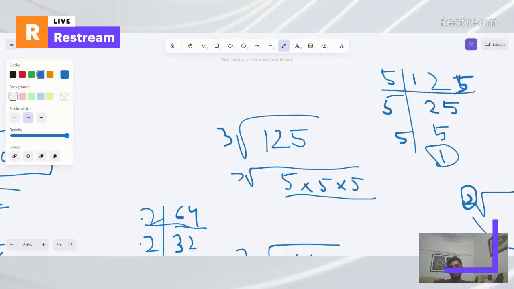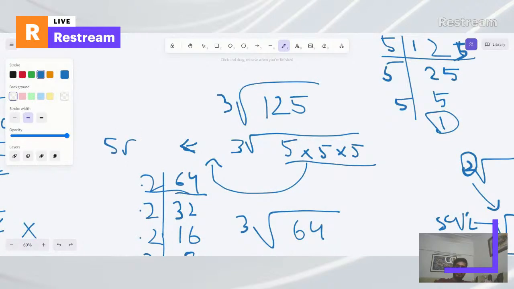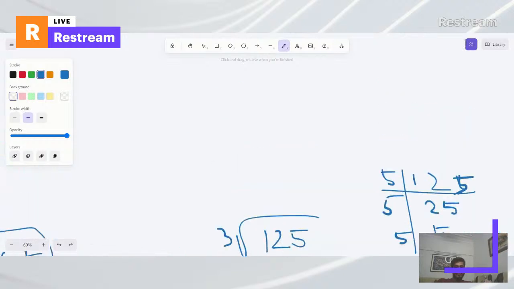Now we're going to form a group of 3 fives, and we're going to take one out. The answer would be 5 times the root of 1, and the answer would be 5. So Akhil was right. He was the first person to answer this correctly. Good job, well done. All right, so now I have another question.